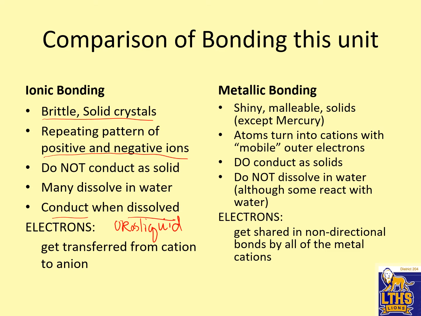Metallic bonding, shiny malleable solids. Their atoms turn into cations, but then their valence electrons can move all over. They do conduct when they're solid. They do not dissolve in water, although some react with water. And their electrons get shared between all of the metal cations.